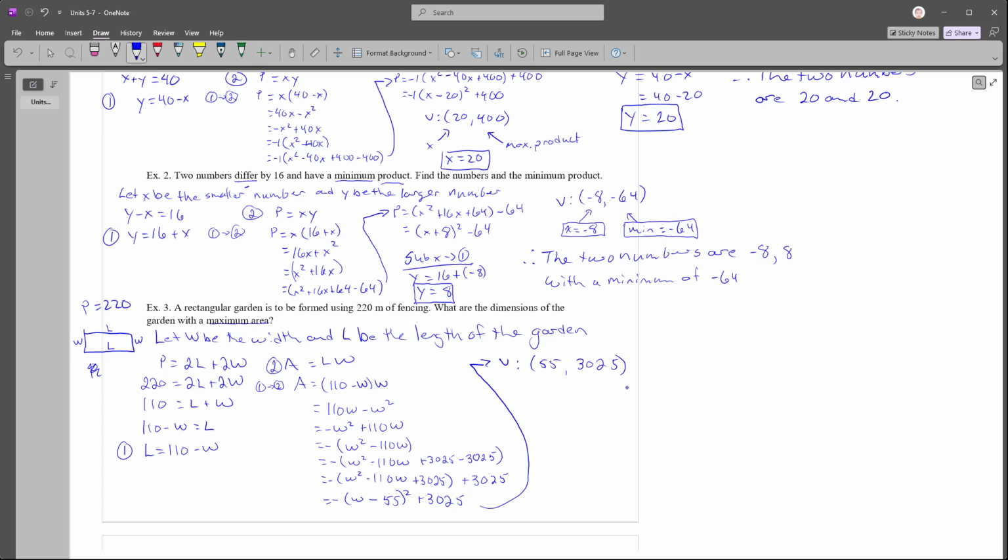What does this information mean? Well, the 55 is our W. W equals 55. What's the 3025? That is our maximum area.